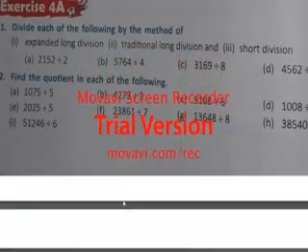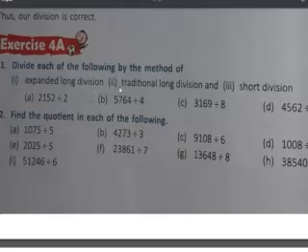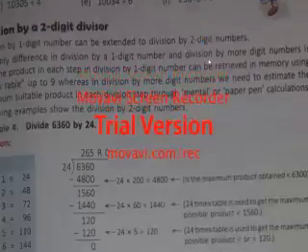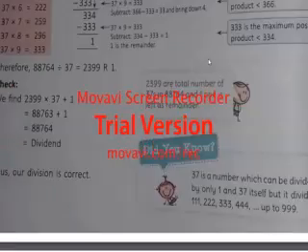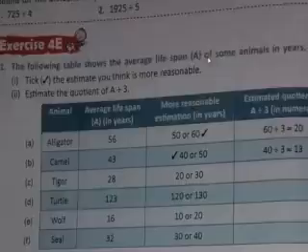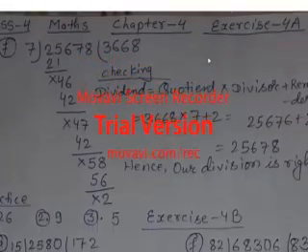Now if you see exercise 4a, it says: divide each of the following by the method of, first, expanded long division, second, traditional long division, and third, short division. In all three types of division it has been said to solve. And of course, I have sent my solution attached with this PDF. At the last there is my solution page. As you know, in every PDF I send at least a 2-page solution, so you can see it is 2 pages.